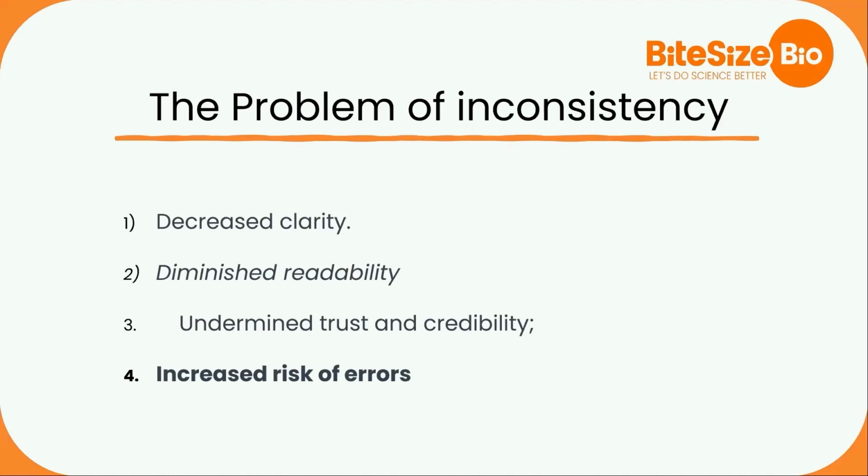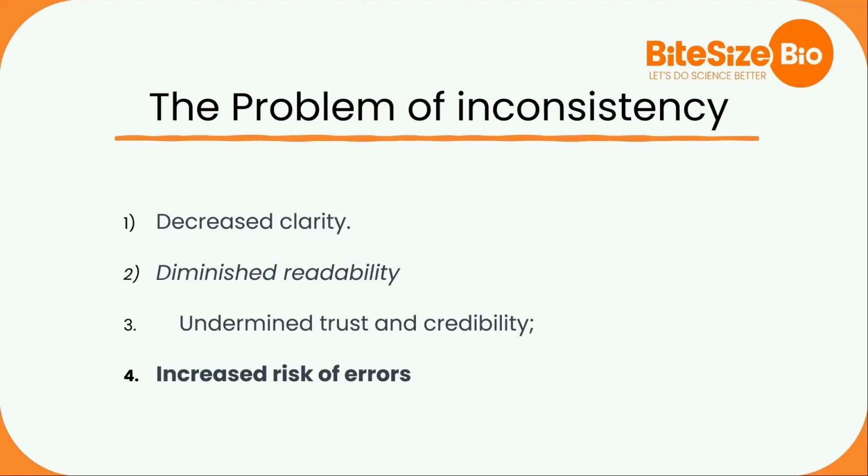Number three, this is an important one. Inconsistent writing can undermine the trust and credibility readers have in you, the author. After all, consistency is a hallmark of scholarly rigor and attention to detail. Therefore, inconsistencies can raise doubts about the reliability and accuracy of the research presented, eroding trust in the author and the work as a whole. Again, this is particularly important for scientific writing, whether it's a grant application, a research paper, or your thesis. You want the readers to see you and your work as trustworthy and credible.